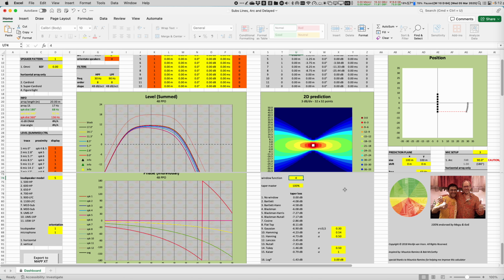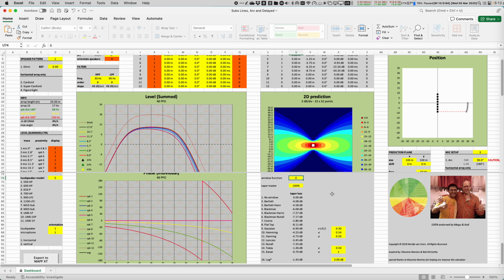Let me do number 5, Blackman-Harris. Blackman-Harris opens a little bit more, and the attenuation in the outer you can see is 35 decibels. Then Blackman-Nuttall. With Blackman-Nuttall, the attenuation in the outside is 7.17 decibels, so you can see the attenuation here is pretty impressive.